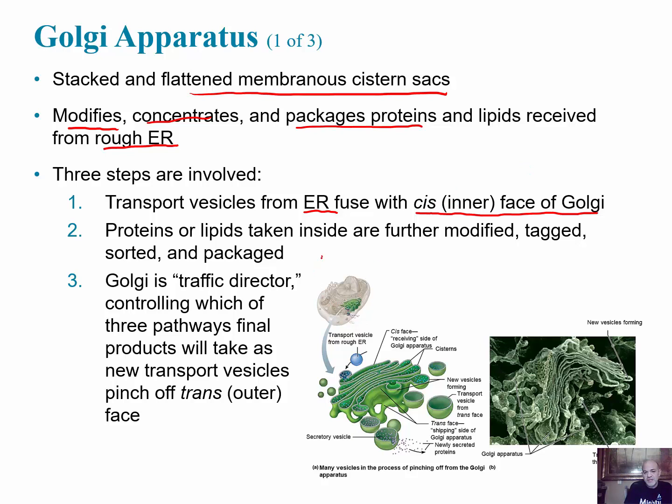So if we look at the cell model right here, the endoplasmic reticulum is about right here, so those vesicles will come and fuse on this side, and cis actually means on the same side. So coming from the same side as the endoplasmic reticulum, they fuse there, and when those vesicles come in and fuse, they're going to deliver contents to the cisterns of the Golgi.